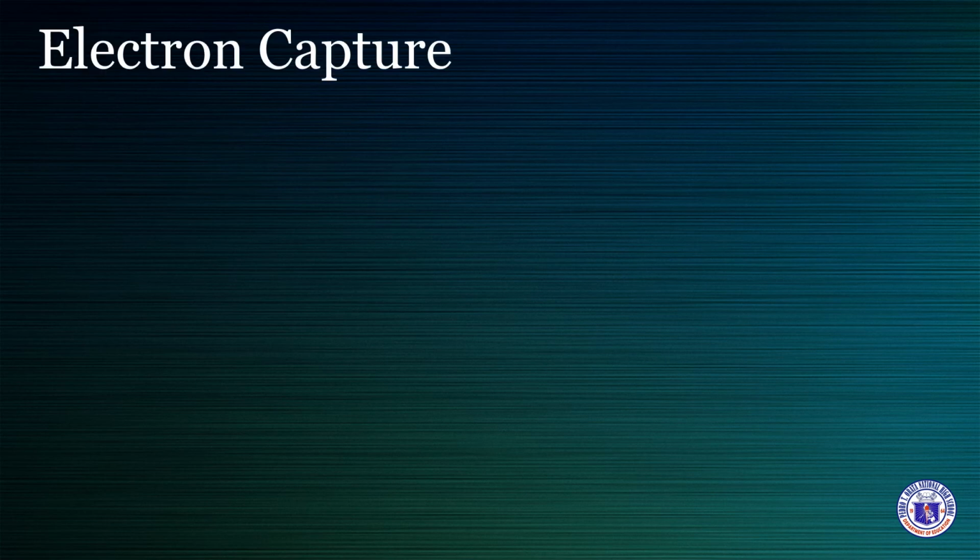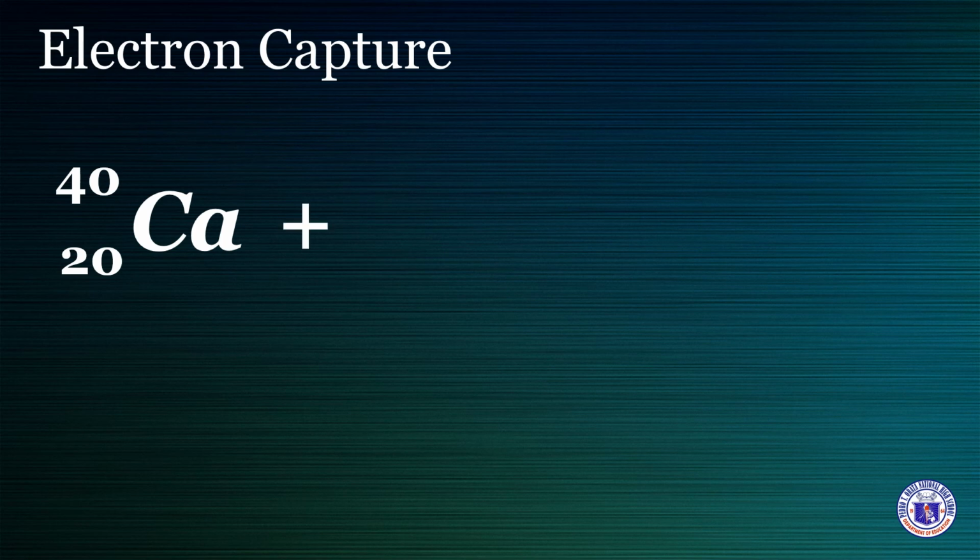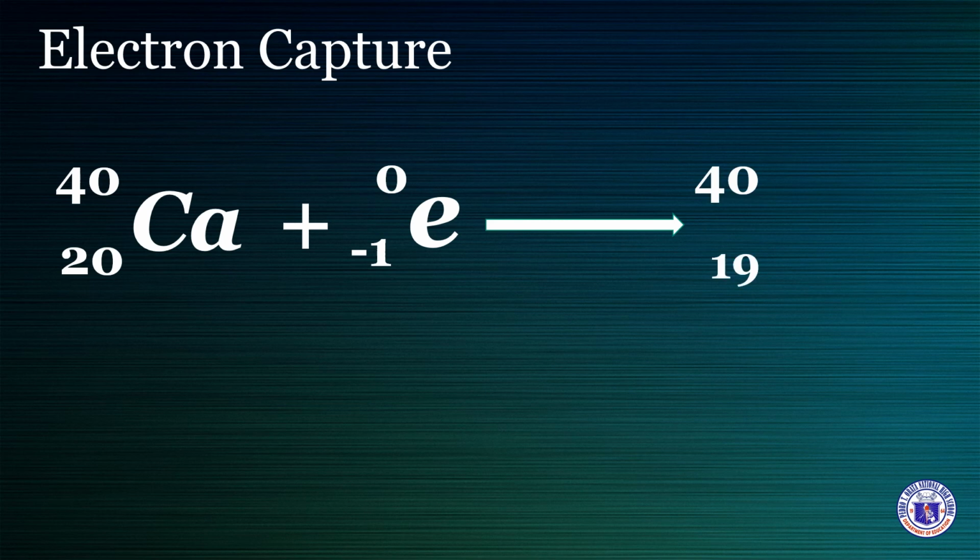Last, we have electron capture. Sometimes the nucleus of an atom can capture one of its inner core electrons. We have calcium as our example. Calcium has a mass of 40 and a charge of 20. If it captures one of its inner core electrons, what is the resulting element? Since the electron has a mass of 0, the mass of the new element remains the same, that is 40. How about the charge? 20 minus 1 is equal to 19.